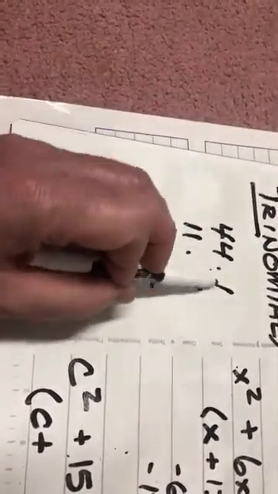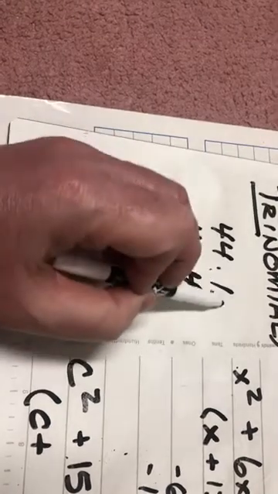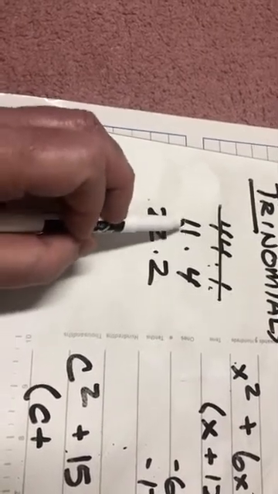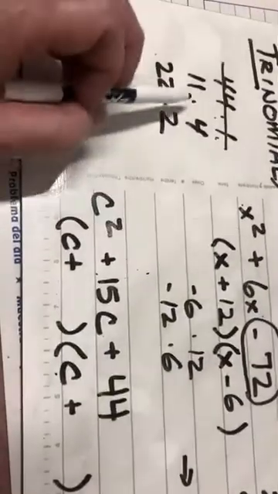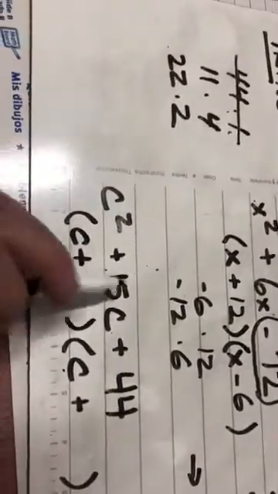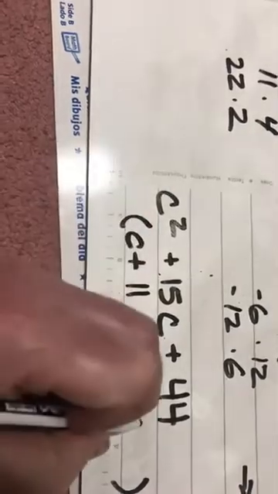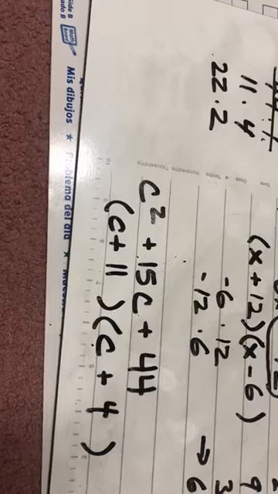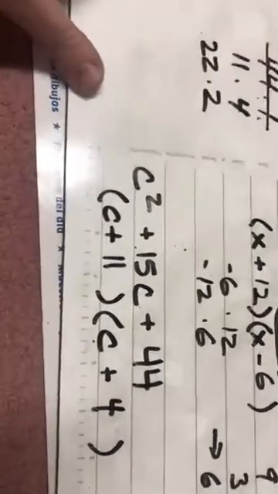So I'm looking at these and thinking, okay, do any of these numbers add together to equal 15? Well, 44 plus 1 equals 45, so I can eliminate that. 11 plus 4. Well, 11 plus 4 is 15. So if 11 times 4 equals 44, and 11 plus 4 equals 15, I can do c plus 11 and c plus 4. All right, let's look at one more, just so we get some different things.